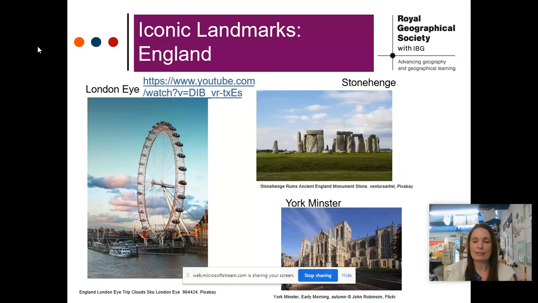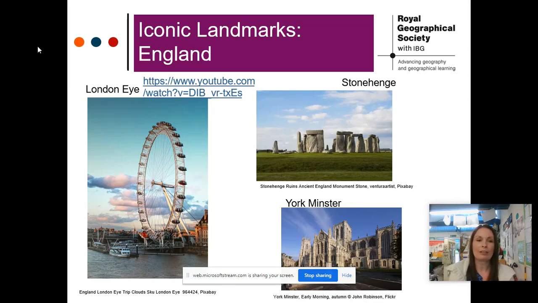Now, landmarks. Landmarks are things that do not move, that stay the same, that will be there every day. And landmarks, things you can see in England, are the London Eye, which is in London, York Minster Cathedral, and Stonehenge, which has been there for thousands and thousands of years. And if you would like to research some more landmarks, then you can go maybe on your computer onto Google with a grown-up and see how many more landmarks you can find.